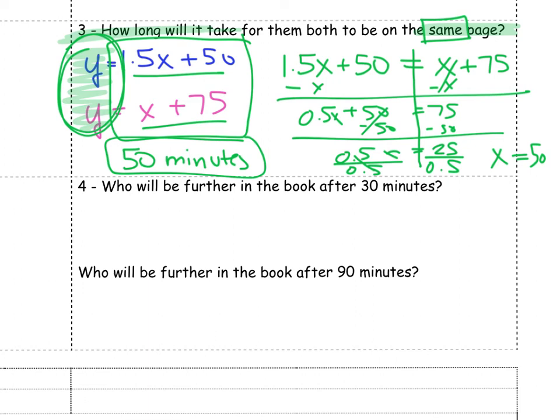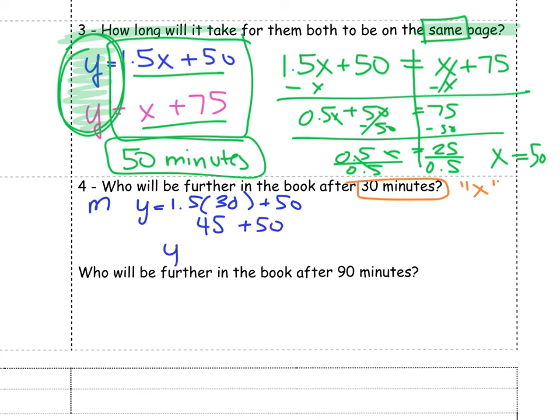Who is going to be further after 30 minutes? Remember, minutes is an x value. So everywhere I see x, I can plug in 30. And I want to do that for Miss Morose and Miss Kennel. So for Miss Morose, we have y equals 1.5 times 30 plus 50. 1.5 times 30 is 45, plus 50. So Miss Morose would be on page 95.